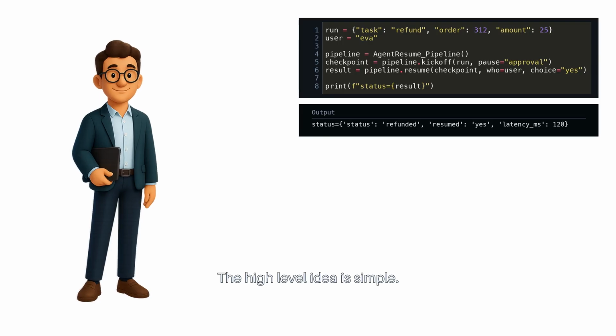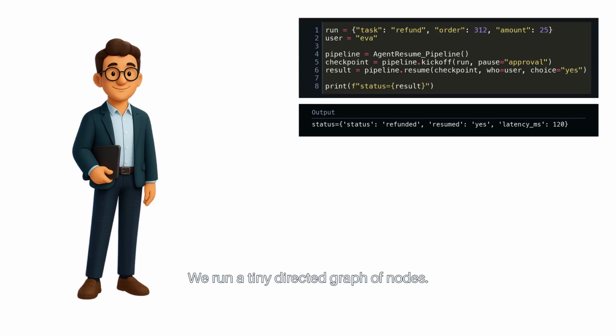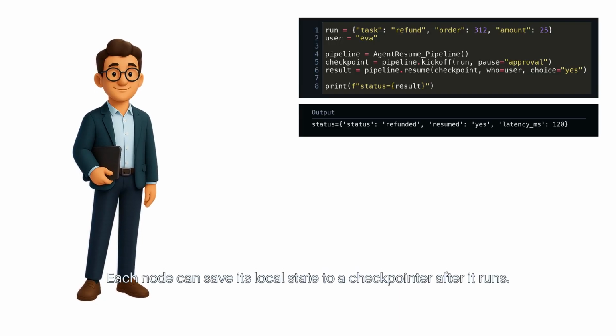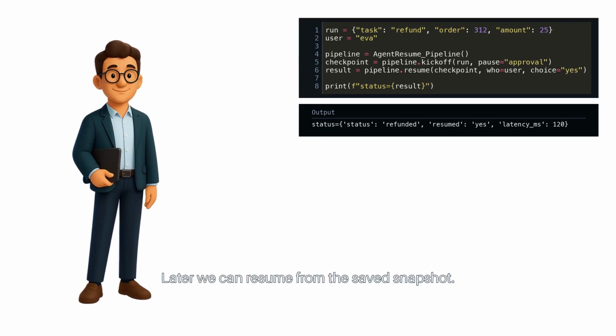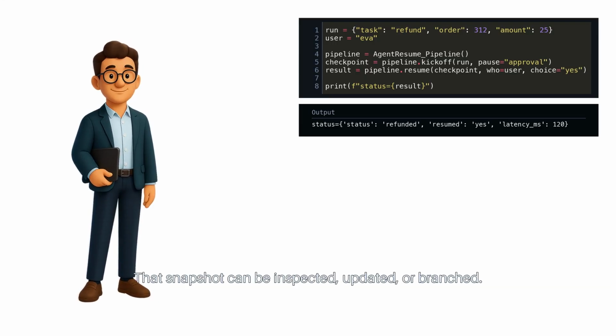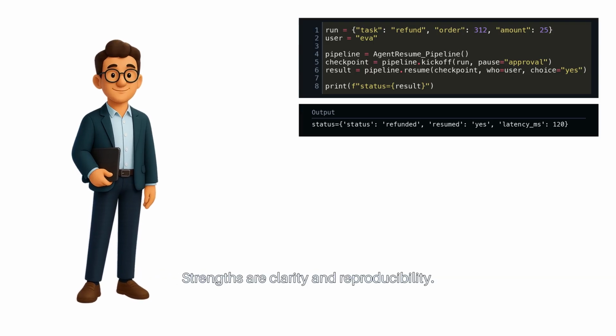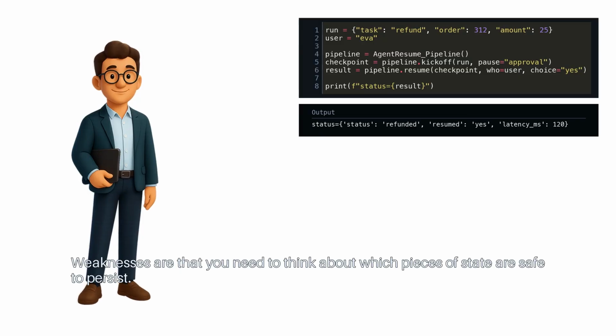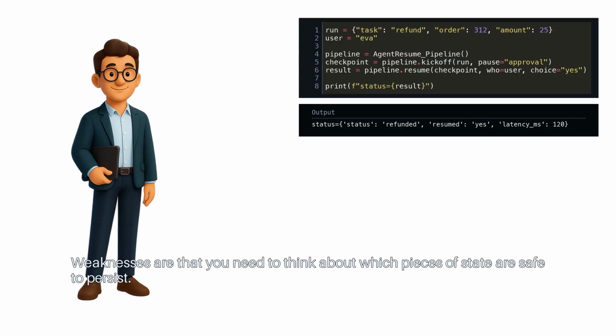The high-level idea is simple. We run a tiny directed graph of nodes. Each node can save its local state to a checkpointer after it runs. Later, we can resume from the saved snapshot. That snapshot can be inspected, updated, or branched. Strengths are clarity and reproducibility. Weaknesses are that you need to think about which pieces of state are safe to persist.